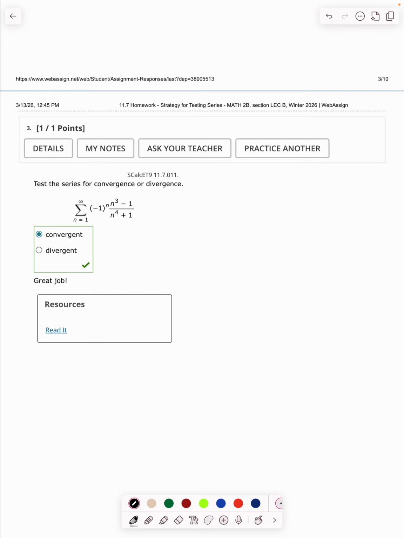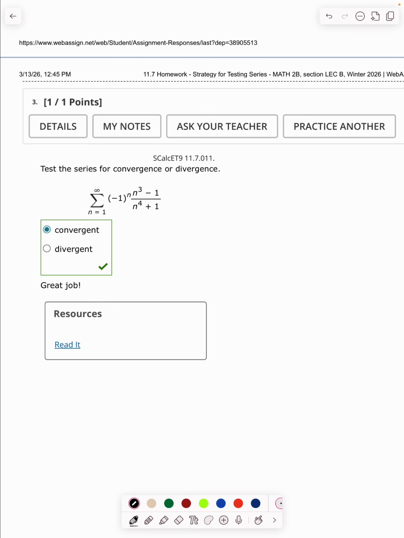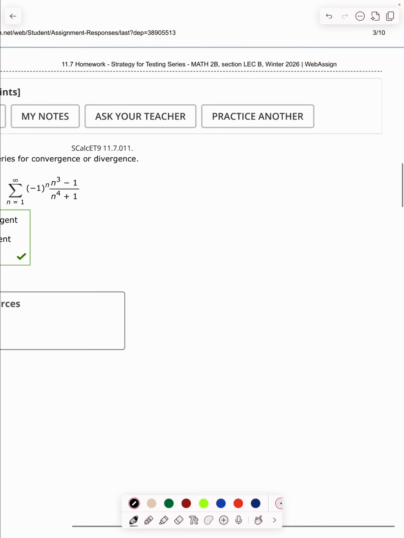Okay, now let's take a look at this next one. Just by looking at it, I already know what series test I want to use, because the only series test that truly works for this one is the alternating series test. So what does the alternating series test say?